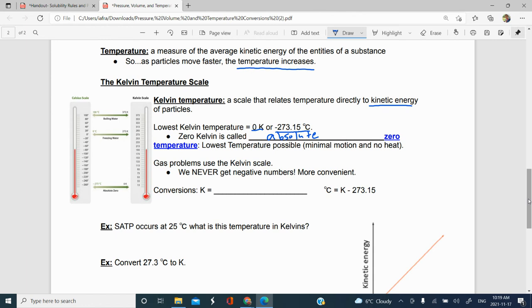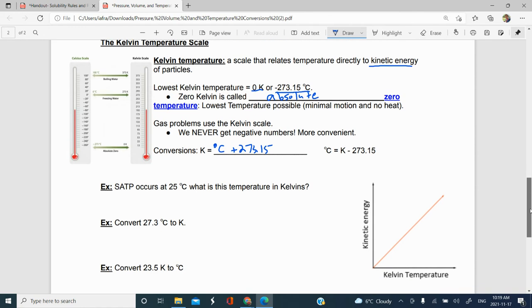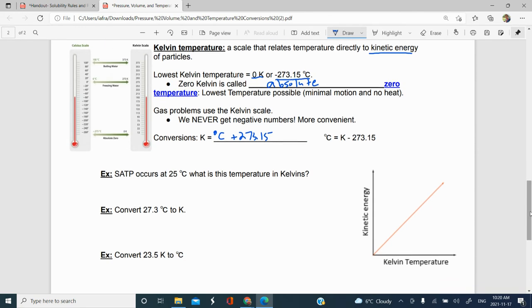So we do need to remember that we want to convert from degrees Celsius to Kelvin. We simply add 273.15, and that will allow us to convert our temperature values. Again, this graph over here illustrates the direct relationship between Kelvin and kinetic energy.